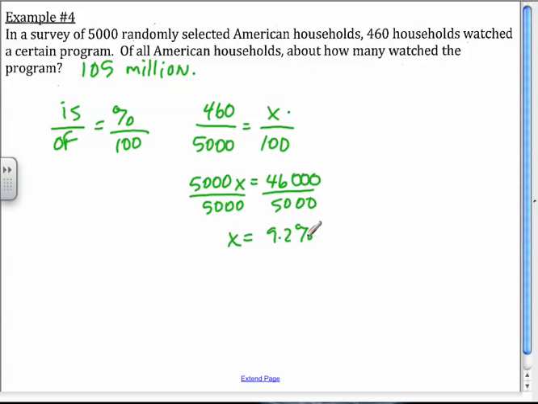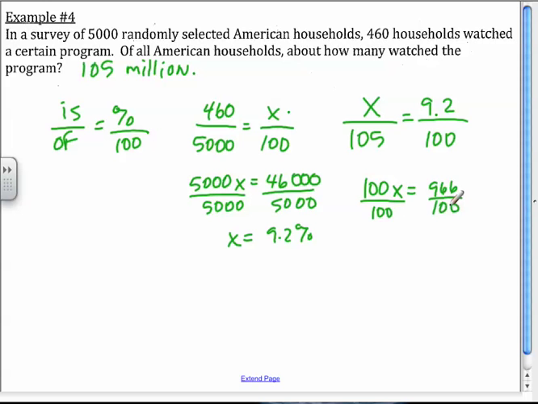So once I know what that percent is, then I can ask myself the next question and say, well, what is 9.2% of 105 million? Okay? So x stands for millions. So I can cross multiply. I'm going to get 100x is equal to, and I'm going to use my calculator, 105 times 9.2 is equal to 966. Divide by 100, and anytime I divide by 100, remember, I just move the decimal point 2 places, and I'm going to get 9.66 million. Okay, so about 9.66 million households would watch this TV show. Okay? I can do it that way.